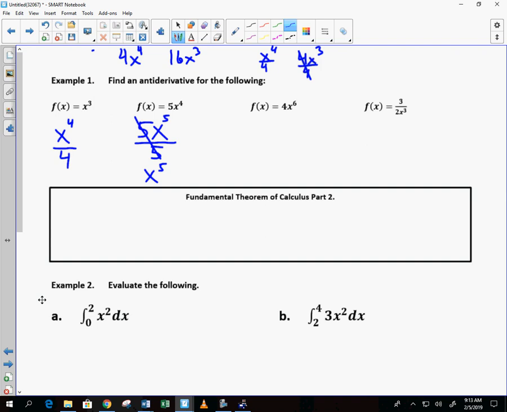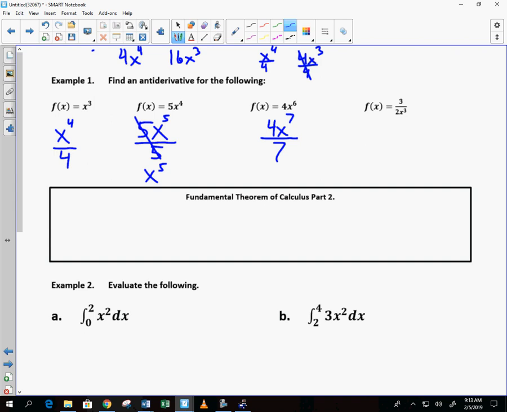Let's try this. You raise the exponent by 1 to get 4x to the 7th, and then you divide by the new exponent, which is 7. So that's the antiderivative of that. So we increase the exponent by 1, and we divide. Okay?